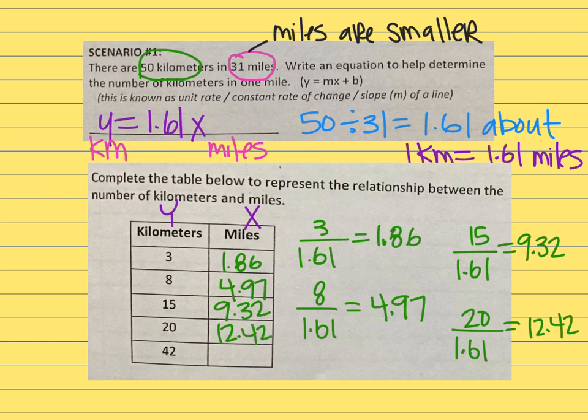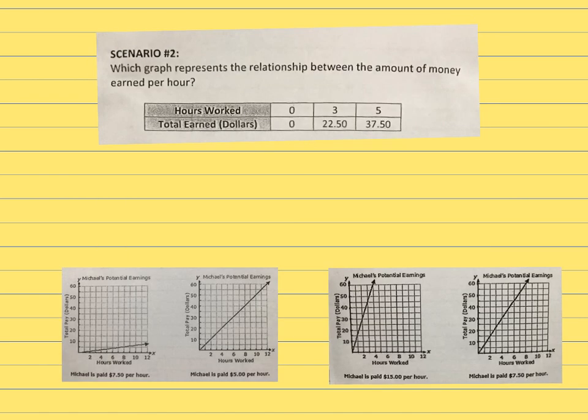And then the last one is 42. So if I do 42 divided by 1.61, it's about 26.09. And I also rounded that one up as well, 26.09. Okay.